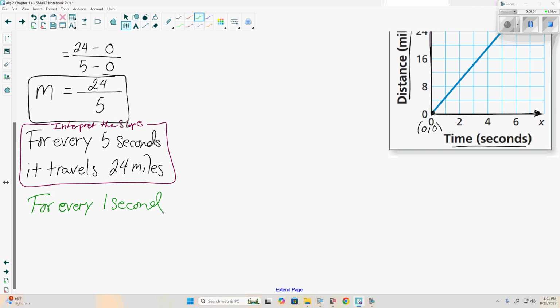Because 4.8 is now over 1, so we're saying not for every 5 seconds, but we're saying for every second, 1 second, it travels 4.8 miles. Questions on this here?